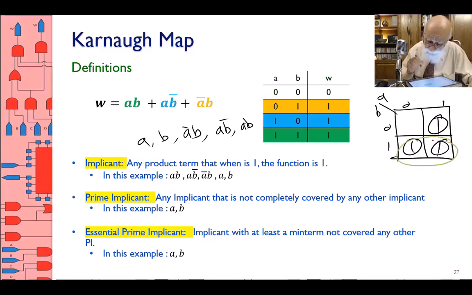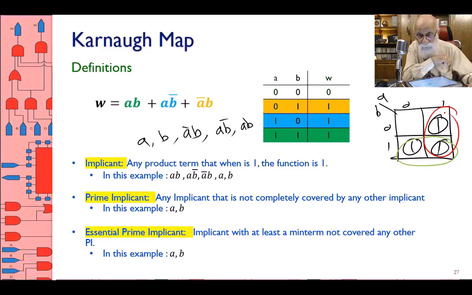This is an implicant of the function, because if this becomes 1, so will my function. This is an implicant of the function, because if that becomes 1, my function becomes 1. And therefore, I have 5 implicants in this function.